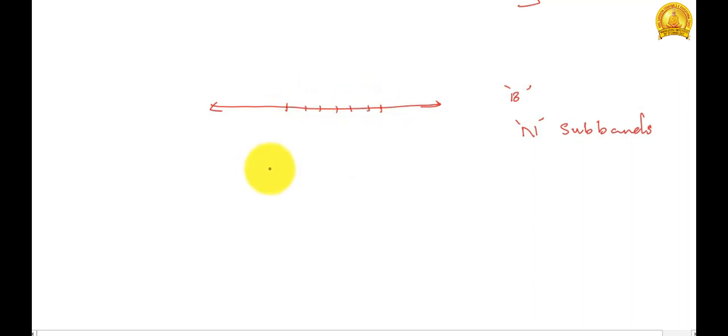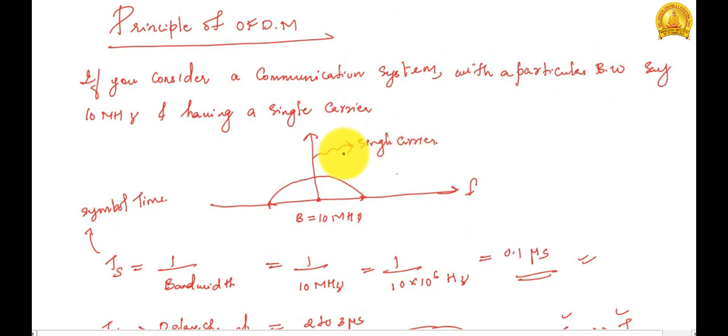So to overcome this ISI, we take that larger bandwidth and split it into n smaller subbands, and at each subband I am going to place a subcarrier. The conventional system we saw had only a single carrier placed at that single frequency, am I right? Only a single carrier was used.